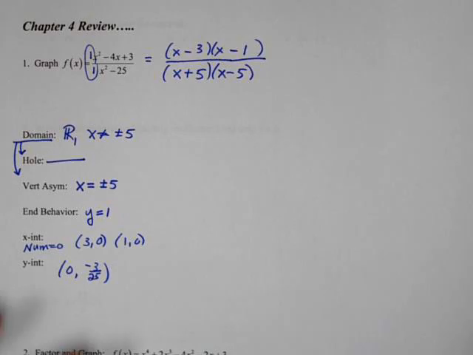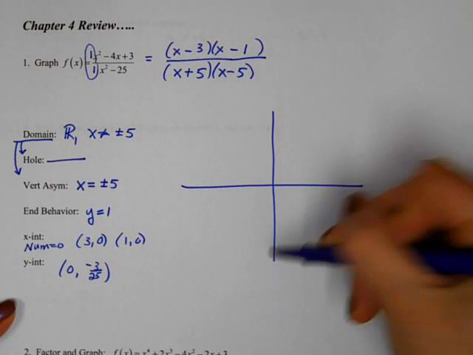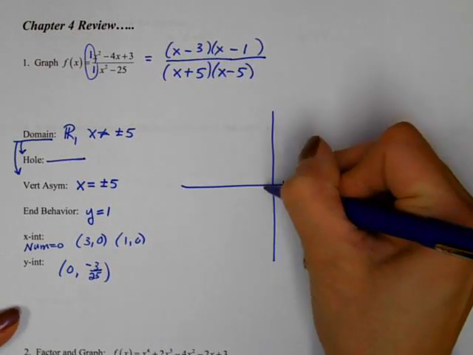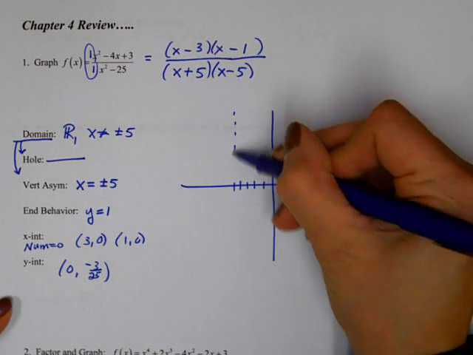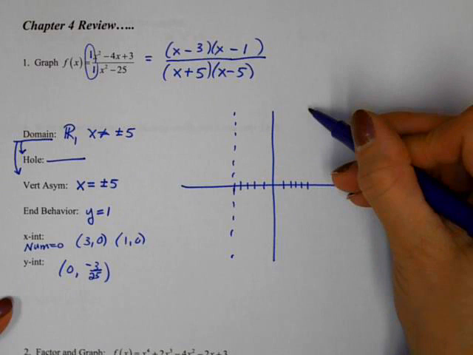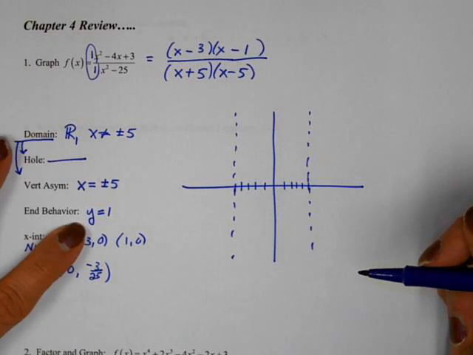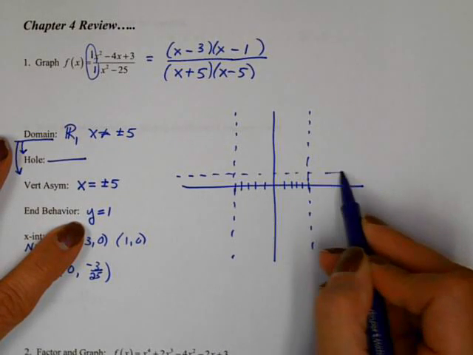So what is something like this going to look like? Let's go ahead and get a little piece of graph paper going. 1, 2, 3, 4, 5. 1, 2, 3, 4, 5. So we've got vertical asymptotes at plus and minus 5. We've got an end behavior of y equals 1, so we'll go ahead and get y equals 1 on there.